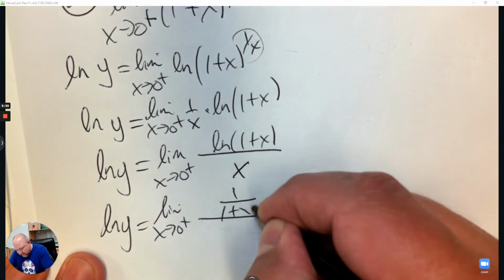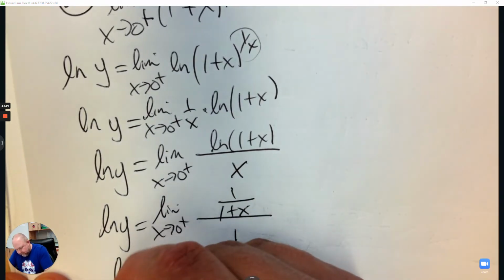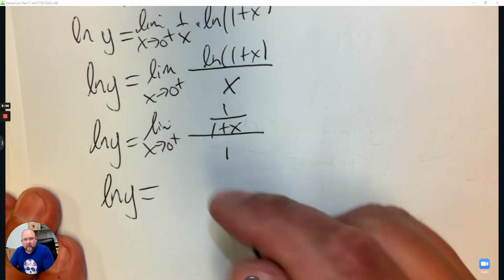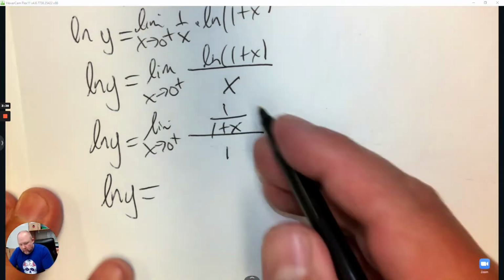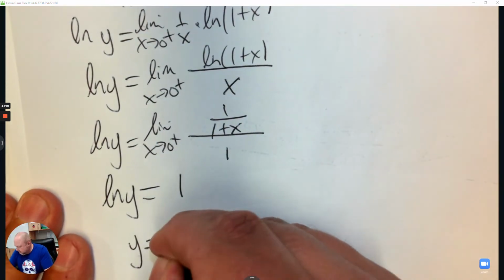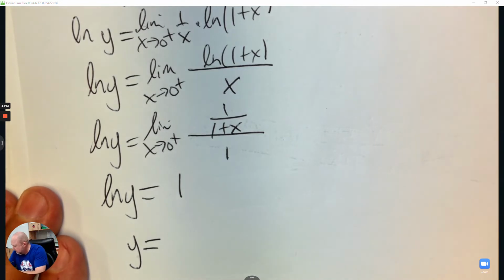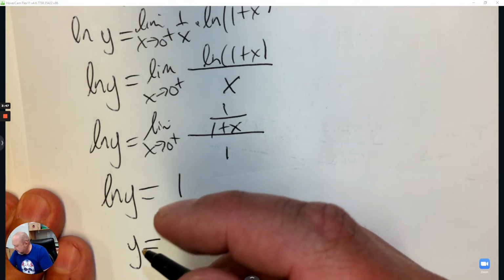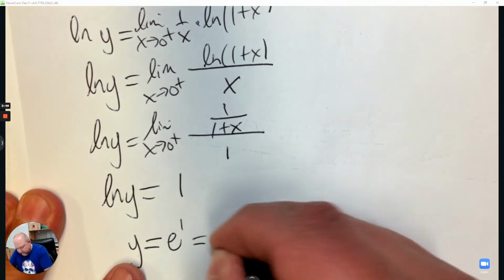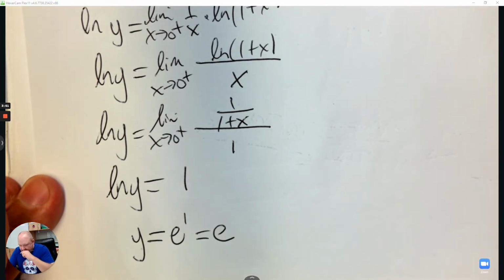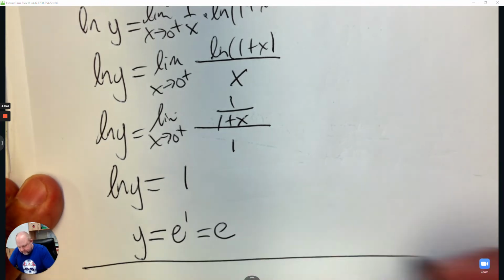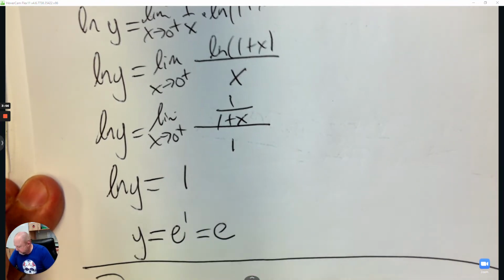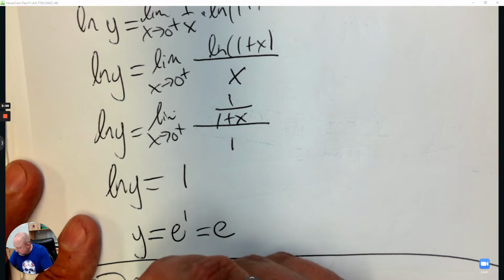So this is a fraction over 1. Evaluate at 0, that's just 1. So that's just e to the 1, or e. Another definition of what e equals. 23. Two more like this.